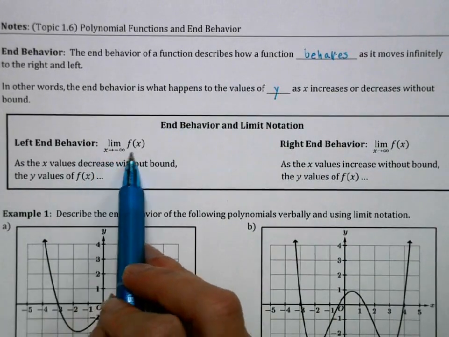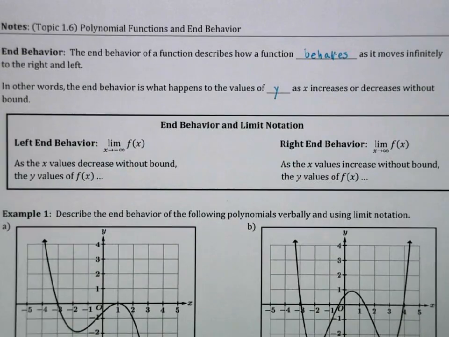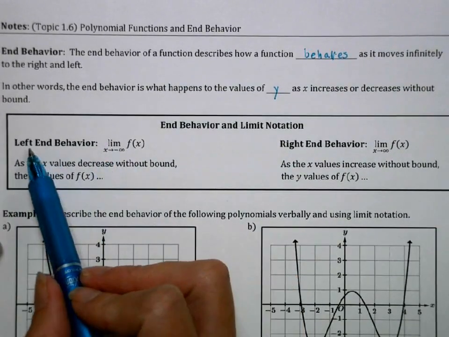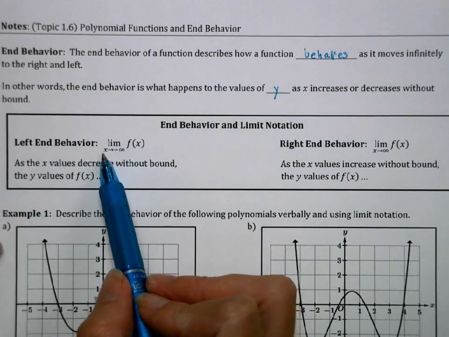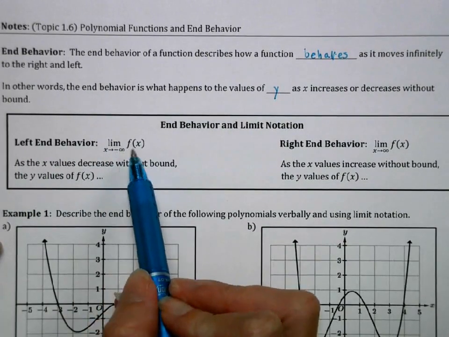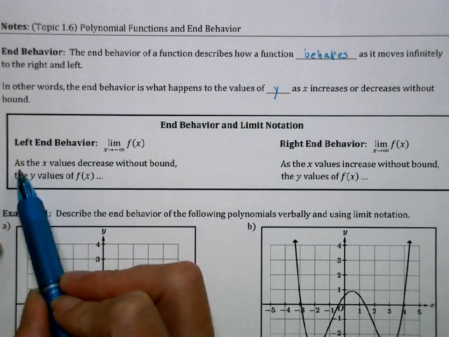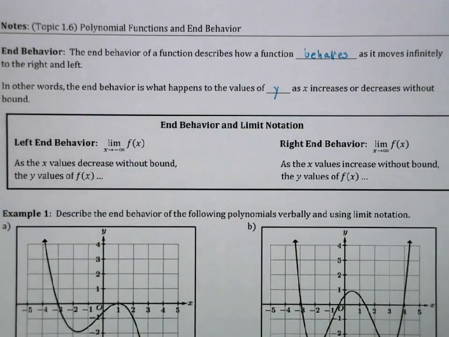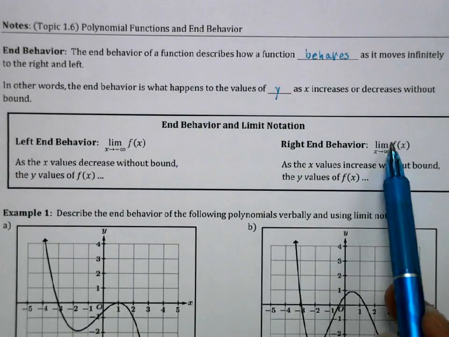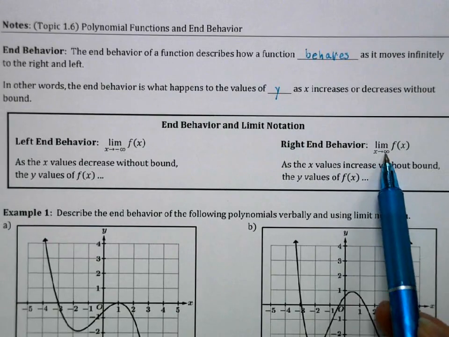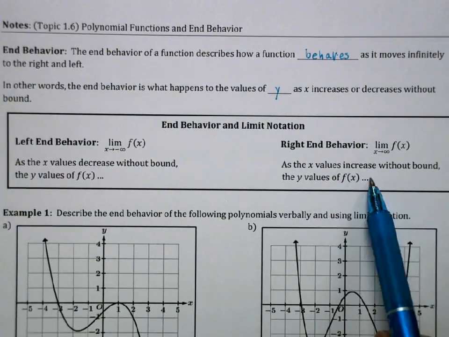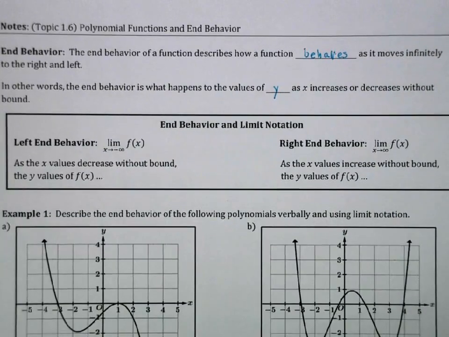So the notation for limits, and limits just show us where the graph is approaching. The limit as we go to the negative side is going to be the limit as x goes to negative infinity of our function, otherwise known as the x values decrease without bound, the y values such and such. On the right end, we're going to x goes to positive infinity. So as the x values increase without bound, what's happening to the y values?